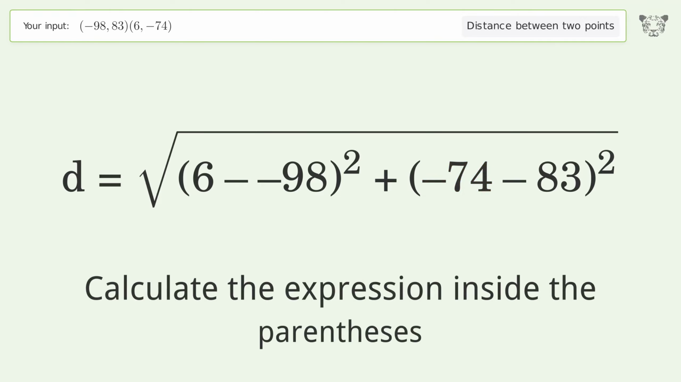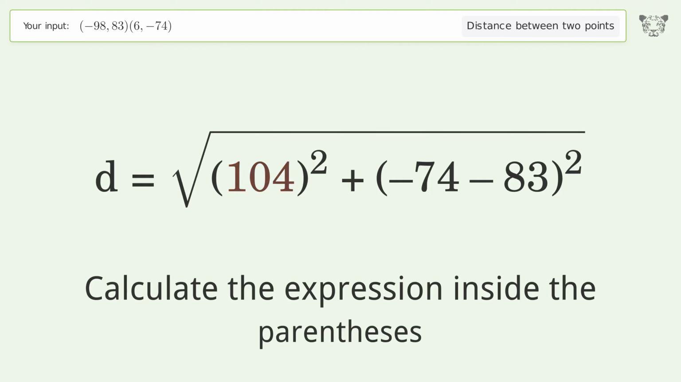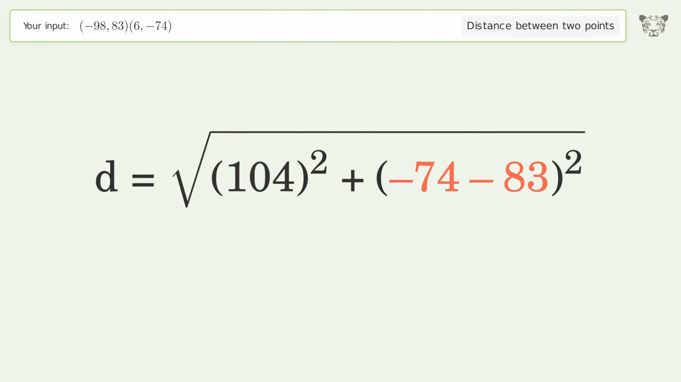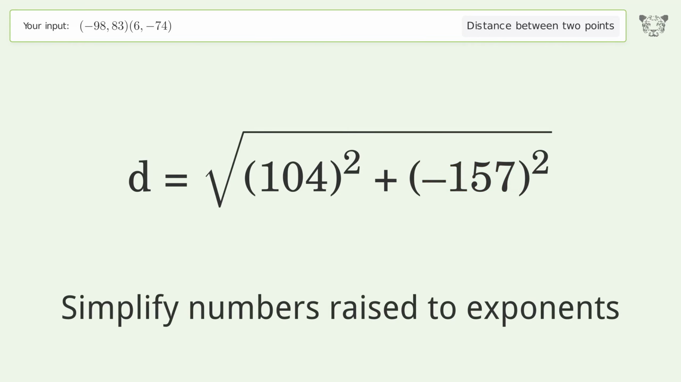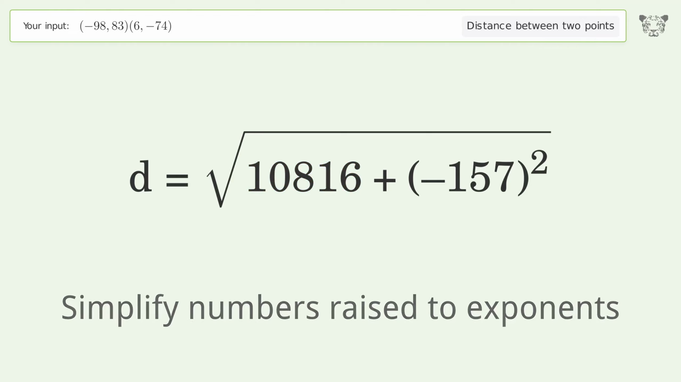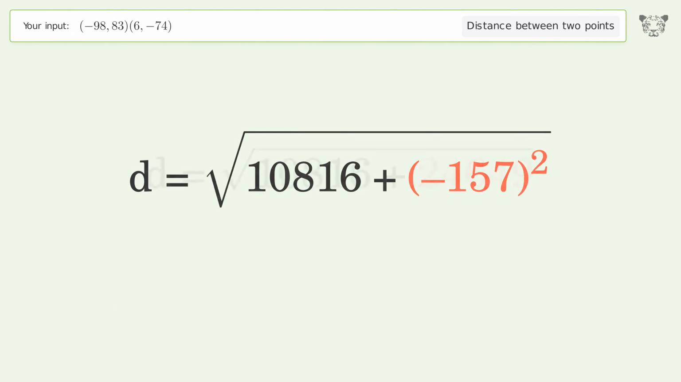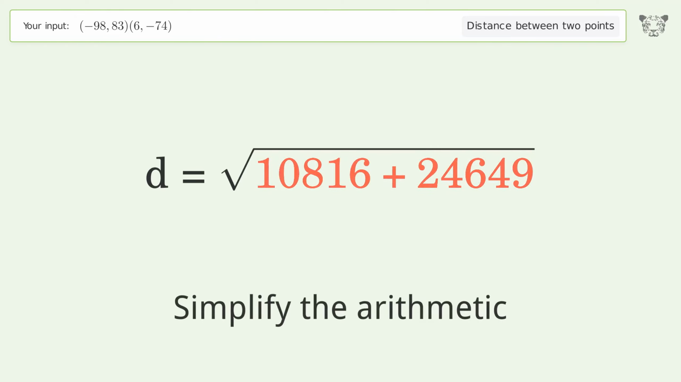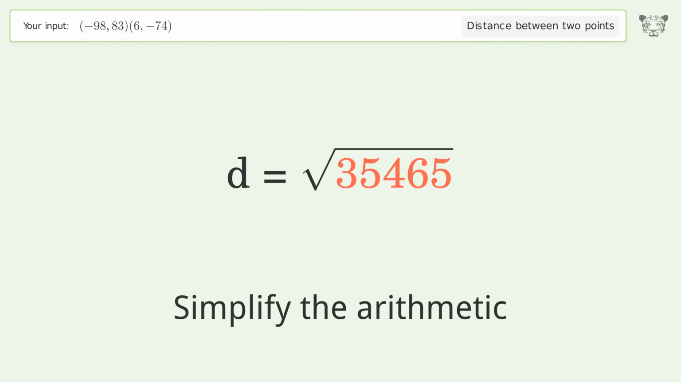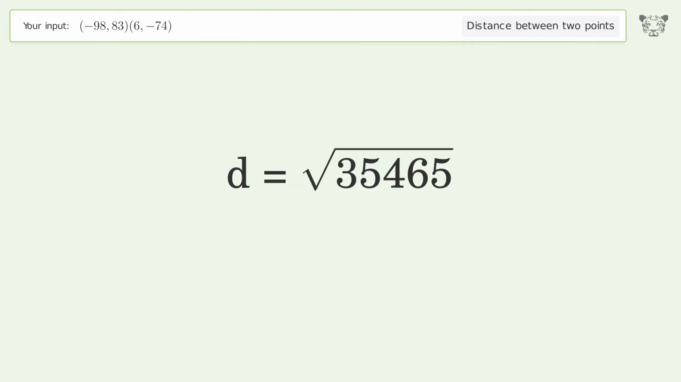Calculate the expression inside the parentheses. Simplify numbers raised to exponents. Simplify the arithmetic. And so the distance between the 2 points is the square root of 35,465 or 188.322.